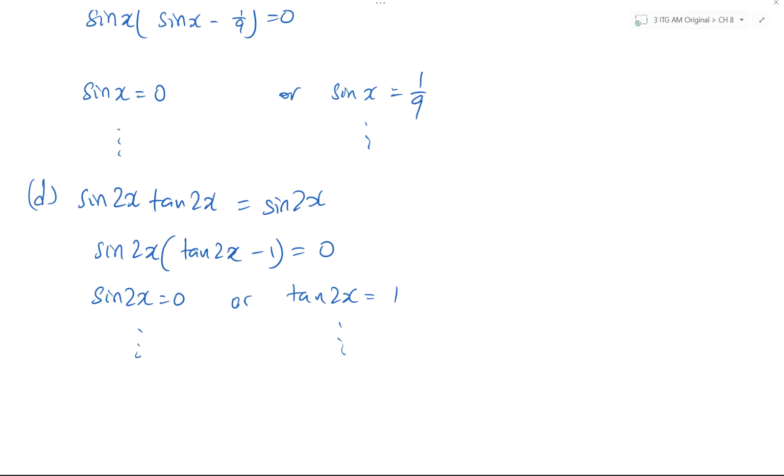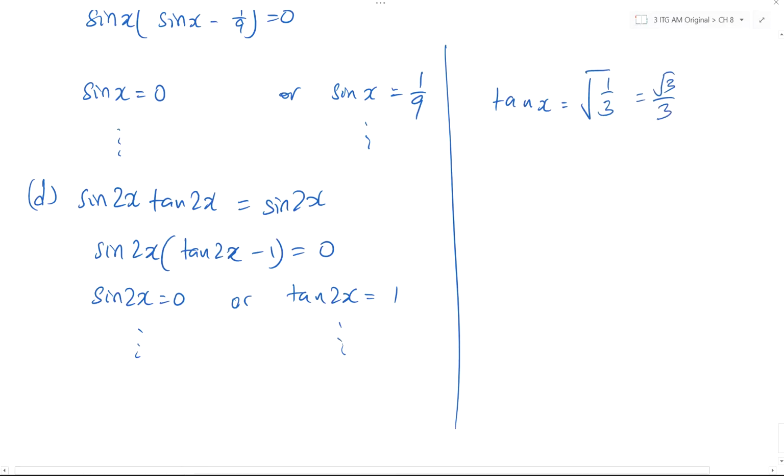You mean the answer at the back? Because tangent inverse. Oh wait, what is? Okay, so Chen Chua is asking about this. We've got tangent x equals to square root 1 over 3. Okay, this is root 3 over 3. So what does this tell you about x? How much? 30 degrees. But the question is in radian. So x, the basic angle is pi over 6. We can get all the other answers in all the different quadrants.